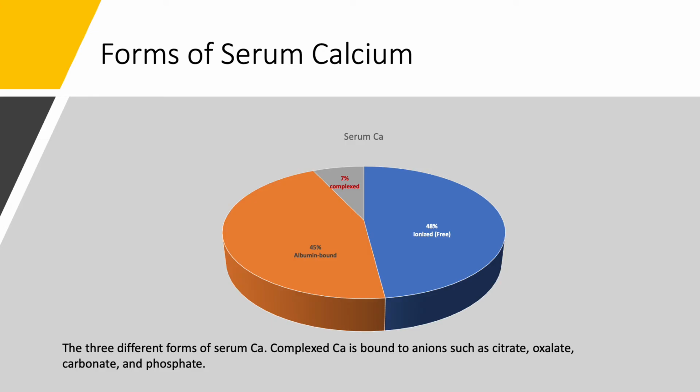This is a diagram of the three forms of serum calcium. As you can see, about a half or 48% is ionized or free. 45% is albumin bound, a little bit to globulin, but mostly albumin bound. And this portion is not diffusible and not ultrafiltrable by the kidney. And 7% is complex to citrate, oxalate, carbonate, and phosphate.